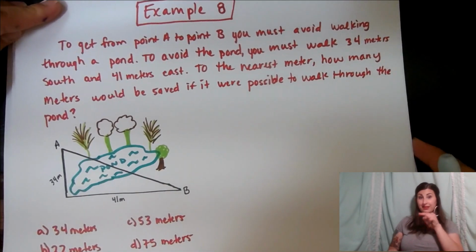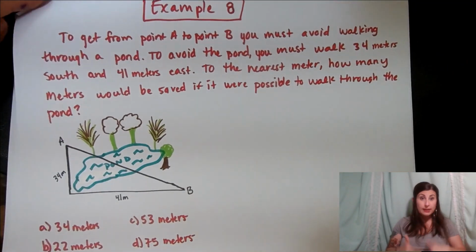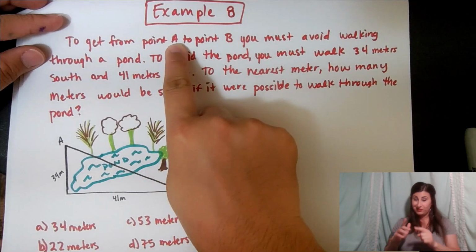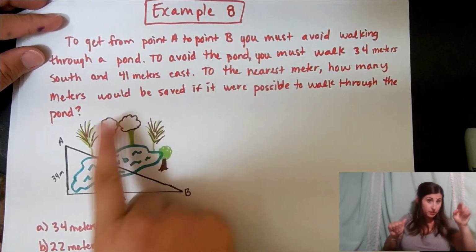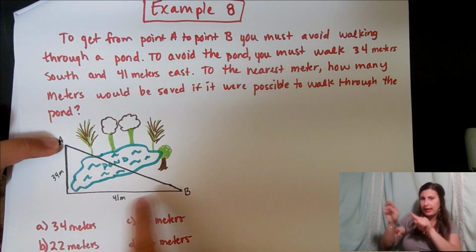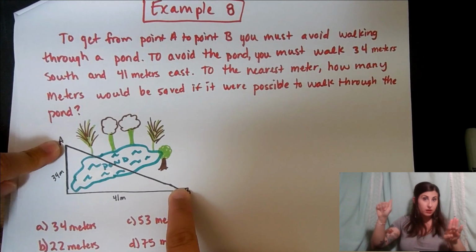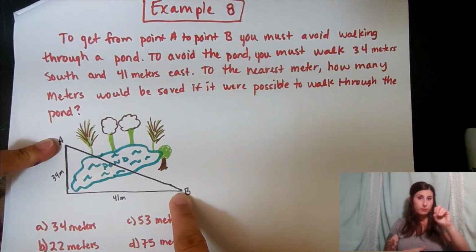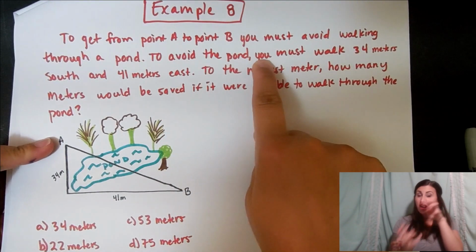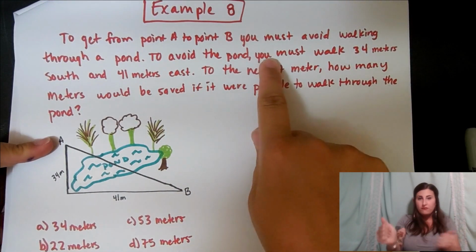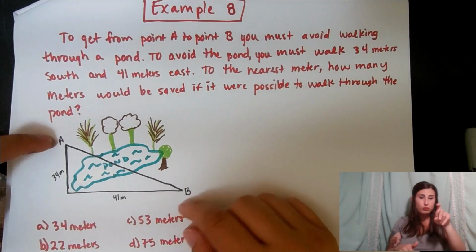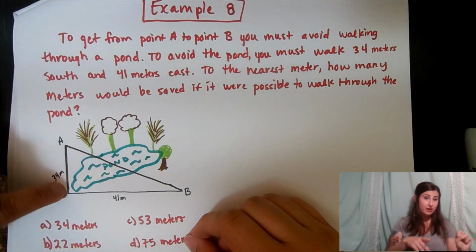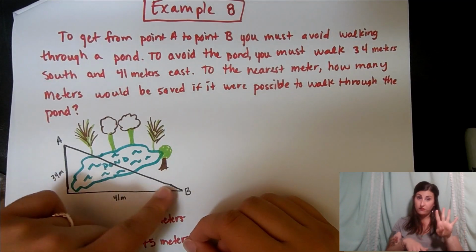Now let's look at this example, a real life situation. So it says, to get from point A to point B. Okay, let's look at the picture. Oh, point A to point B. You must avoid walking through the pond. Why? Are there piranhas? Probably. To avoid the pond with the piranhas, you must walk 34 meters south. Okay, south is down. And 41 meters east. East is this way. Okay, makes sense.